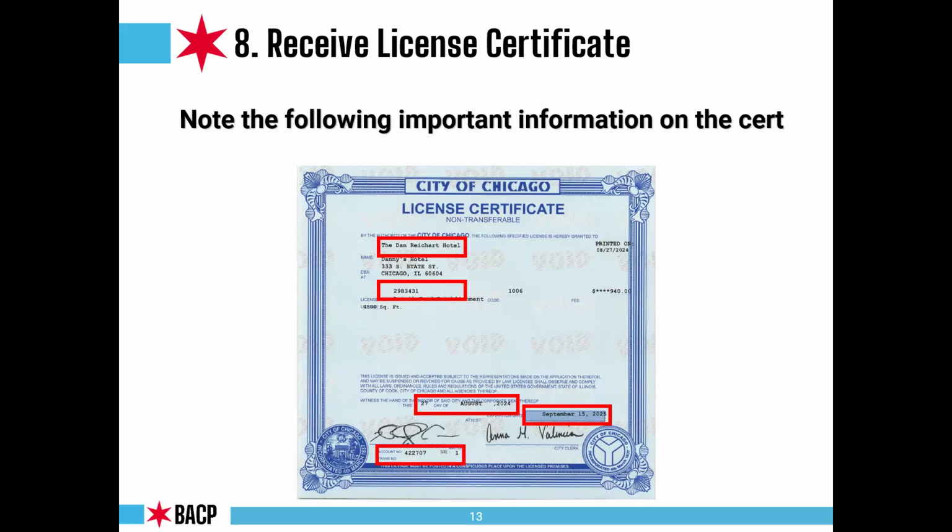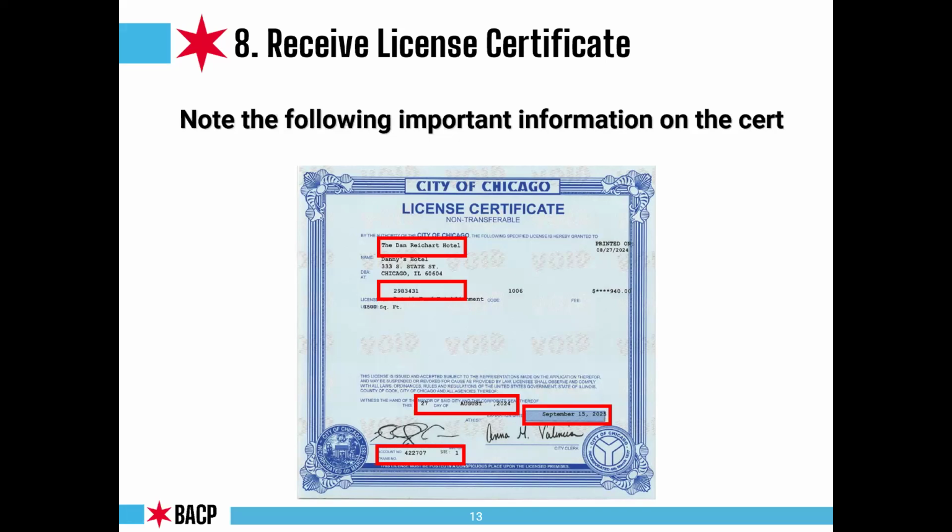Again, as highlighted, the license fee amount varies, and it's based on license type. You'll see it there. The fee for this license is listed as $940. It'll also list the license number, which is 2983431.